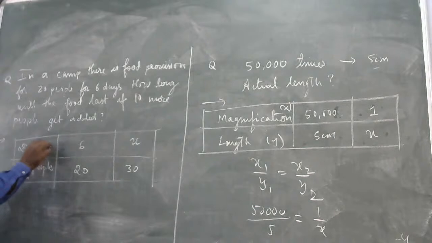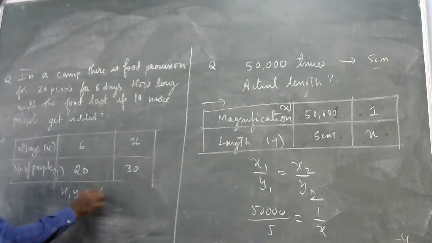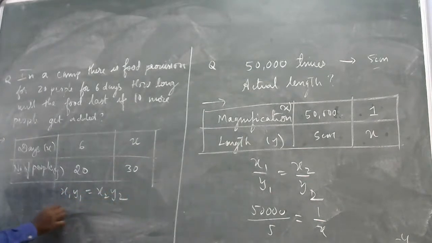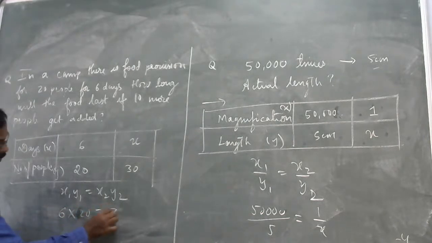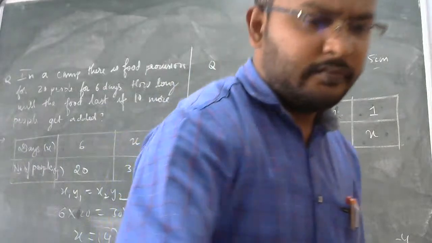This is your x and this is your y. In inverse proportion, x1 into y1 is equal to x2 into y2. So 6 into 20 is equal to 30 into x. x is equal to how many days? 4 days. The food will last for 4 days. So earlier it was 6 days, now it is 4 days.